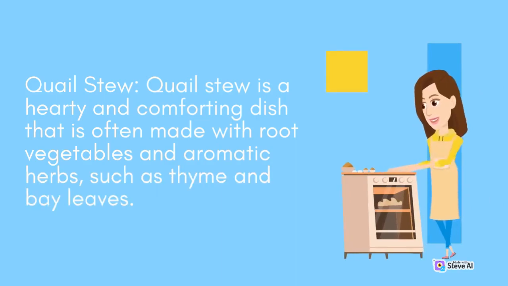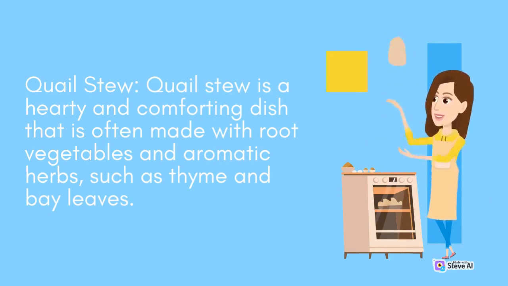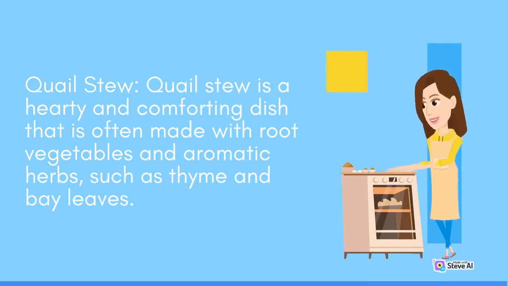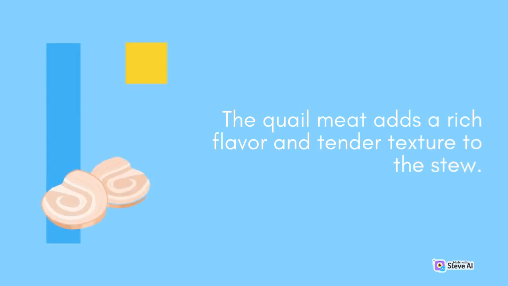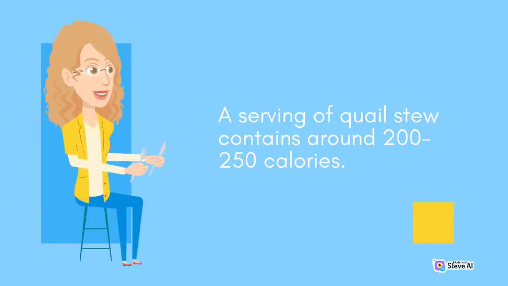Quail stew. Quail stew is a hearty and comforting dish that is often made with root vegetables and aromatic herbs, such as thyme and bay leaves. The quail meat adds a rich flavor and tender texture to the stew. A serving of quail stew contains around 200 to 250 calories.